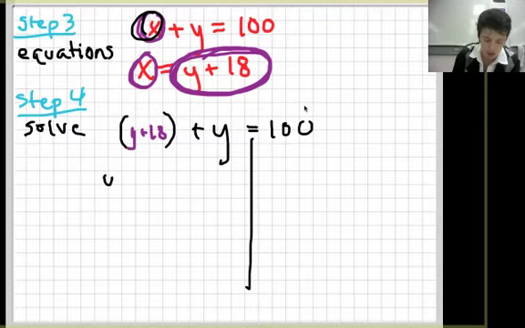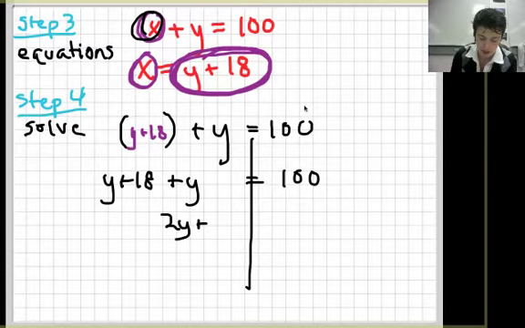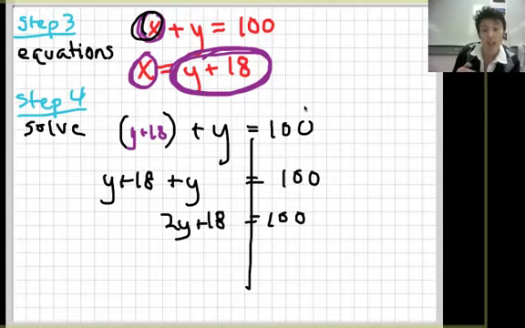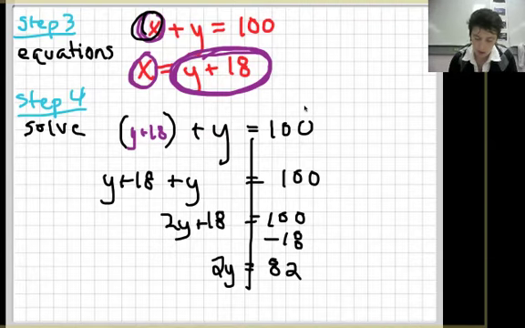Let's just rewrite it as y plus 18 plus another y equals 100. And I see y plus y, and I realize there's two y's, so 2y plus 18 equals 100. Let's subtract the 18 to the other side, so minus 18. So we get 2y equals 100 minus 18, and 100 minus 18 is going to be 82.